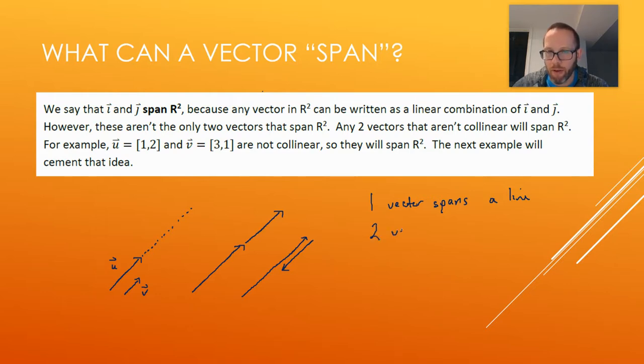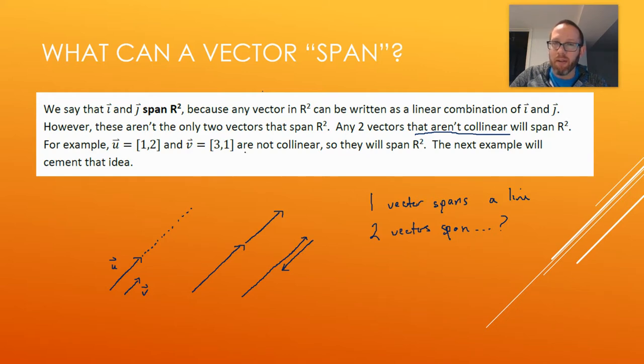But what do two vectors span? So we've seen that i hat and j hat span R2, but we've also seen that two vectors, if they're parallel, won't span R2. They might just span a line. So the idea is that any two vectors that aren't collinear will span R2. So if you guys just have a look at (1, 2) and (3, 1), obviously they're not scalar multiples. They're not collinear. So they're going to span R2.